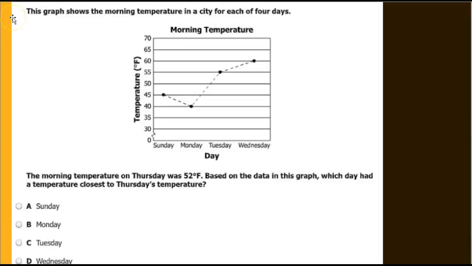This graph shows the morning temperature in a city for each of 4 days. So here's morning temperature. Here's the temperature along the vertical axis, and along the horizontal axis are the days of the week. The question says the morning temperature on Thursday was 52 degrees Fahrenheit. Based on the data in this graph, which day had a temperature closest to Thursday's temperature?